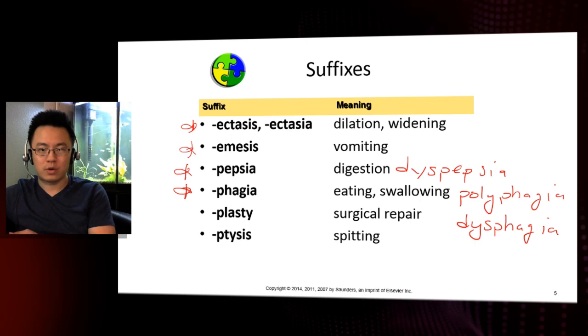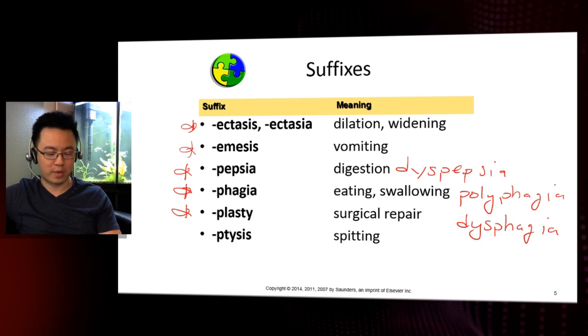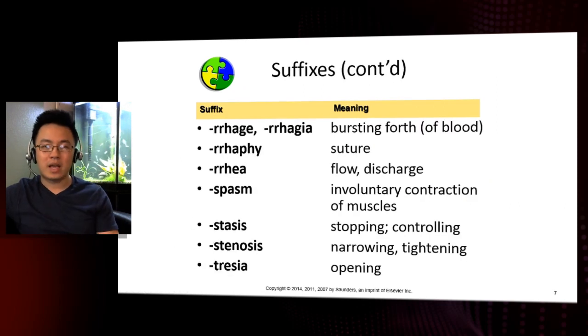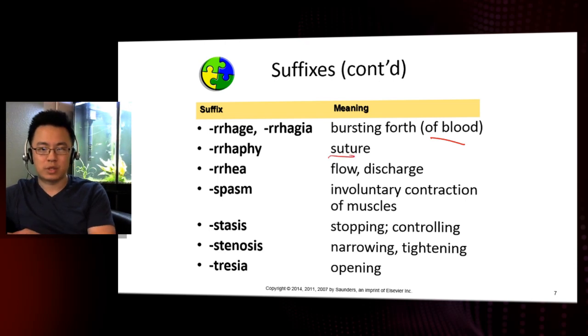We also have here the suffix plasty. Plasty here means surgical repair, as you probably are familiar with from a previous chapter. Ptysis here means spitting. Rrhagia or rrhage here means bursting forth, for example, of blood. We also have rrhaphy, which means suture. Rrhaphy here means suture. We also have rrhea, which you are probably already familiar with, means flow or discharge. We also have stasis, which means stopping or controlling.